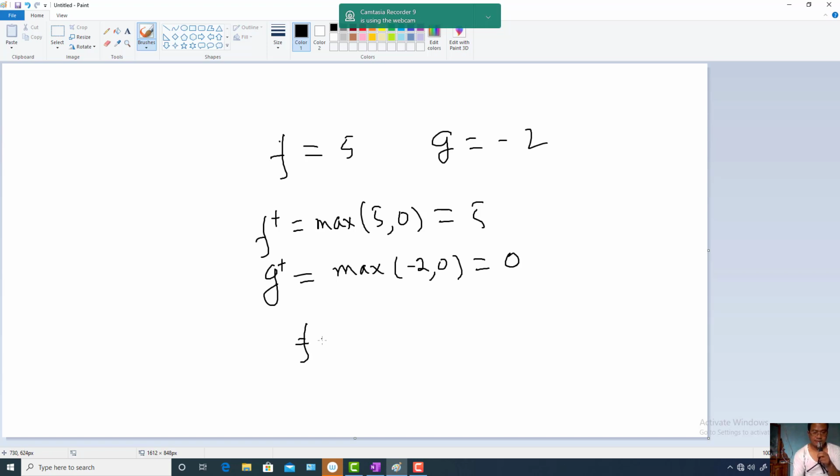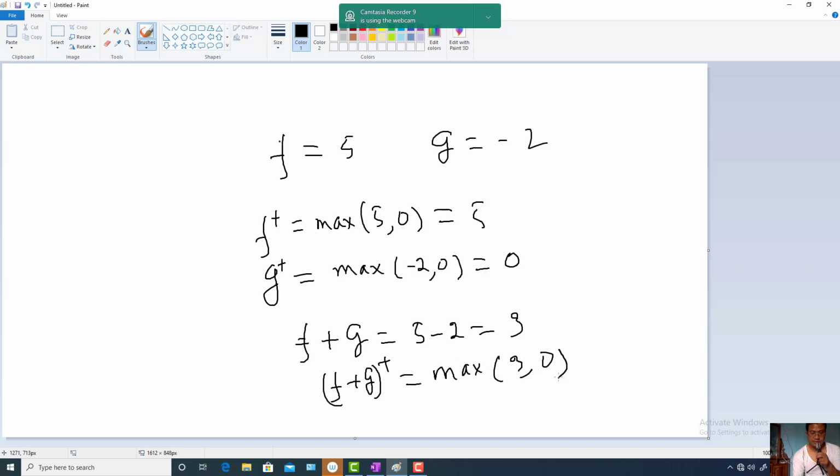So what about f plus g? What is f plus g? It is equal to 5 minus 2, which is equal to 3. Then what is the maximum of f plus g? The maximum of 3 and 0 is equal to 3. So it is obvious from this that the maximum of f plus g is less than or equal to the maximum of f, that is 5, plus the maximum of g, that is 0. So 3 is less than or equal to 5. This is true, and in some cases equality holds.